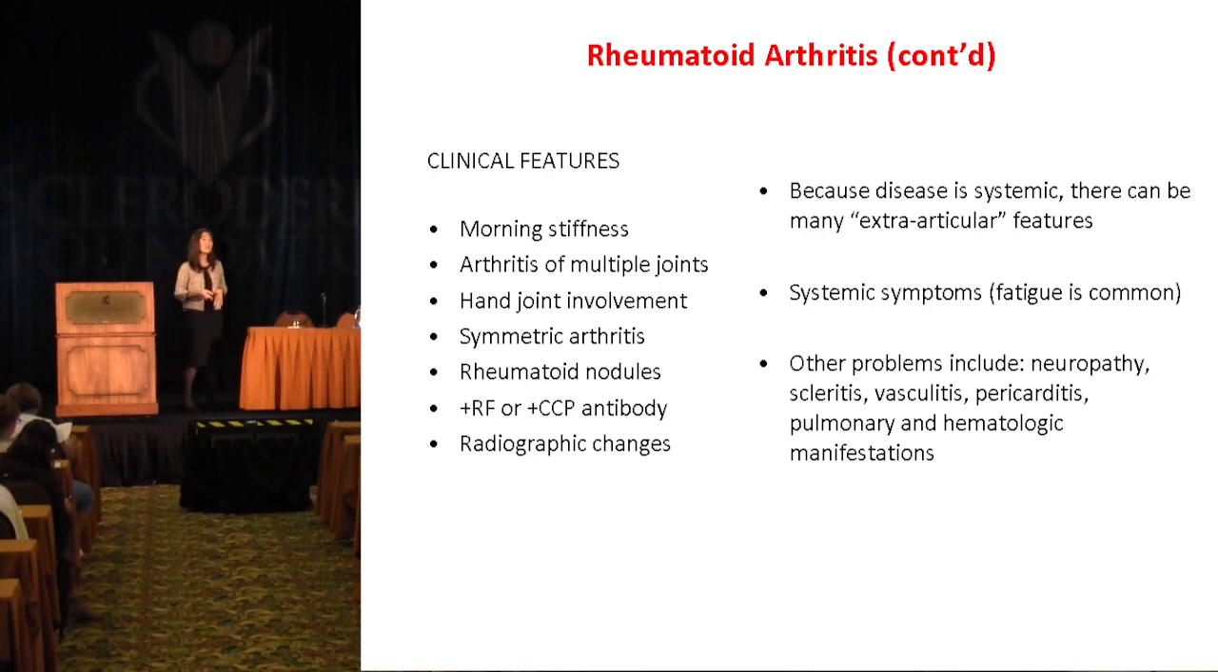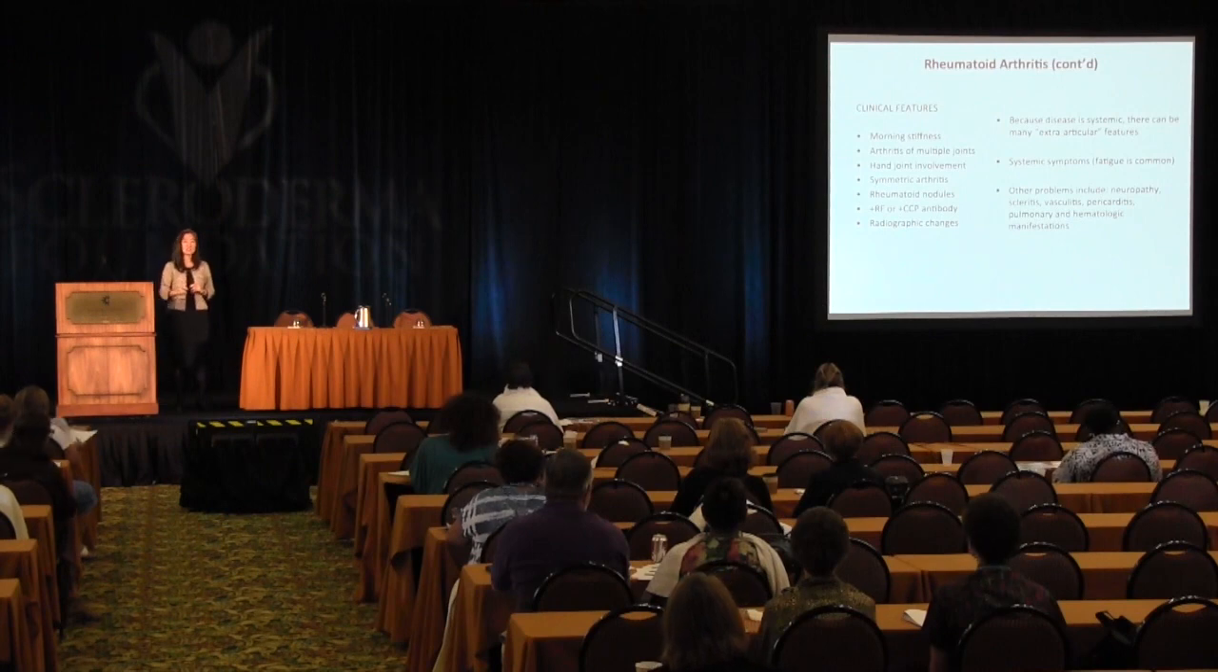And the most common is fatigue. I have a lot of patients who complain of just feeling really tired. And there are also other manifestations which we're seeing fewer and fewer of, because we actually have some great treatments for rheumatoid arthritis, so we're not running into these complications so often anymore: neuropathy, scleritis, vasculitis, pericarditis, pulmonary, and hematologic manifestations.